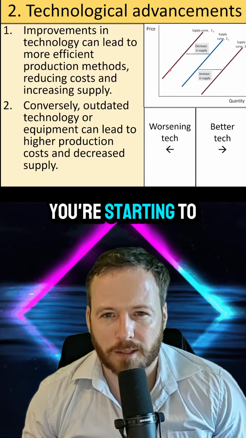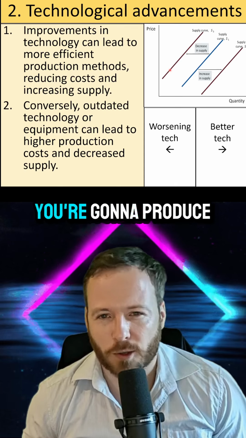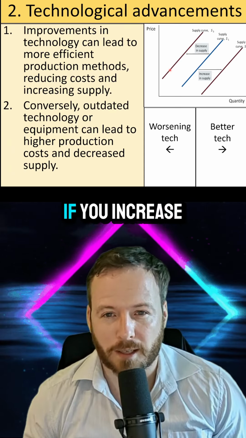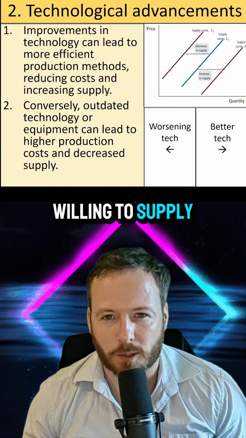So I'm hoping you're starting to see a pattern here, and it's all related to money. If you can lower your cost of production, you're going to produce more because there's more profit to be made. If you increase your cost of production, there is less profit to be made and you're less willing to supply.